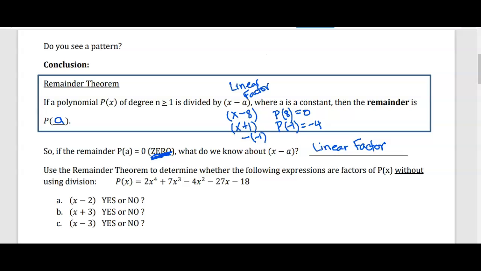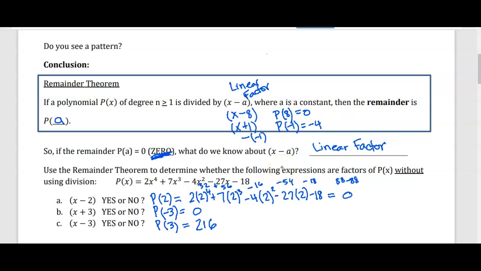So here, if you're testing x minus 2, you're going to plug in positive 2, the a value. If you get 0, it's a good factor. If not, any other number but 0, it's not. For the second one, you're going to be testing negative 3, because that would be minus a negative 3. And for the third one, you're going to test positive 3. So I want you to pause the video now and plug those into the polynomial function p of x and tell me what the remainder is.